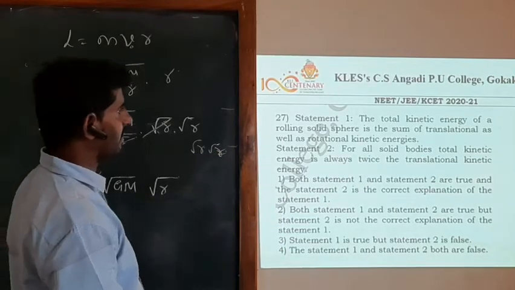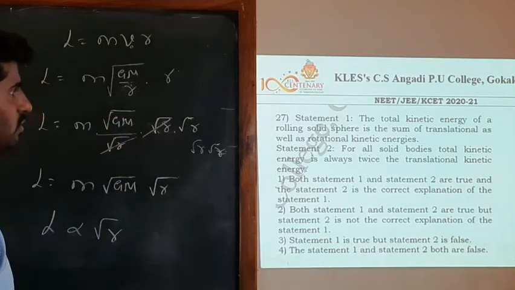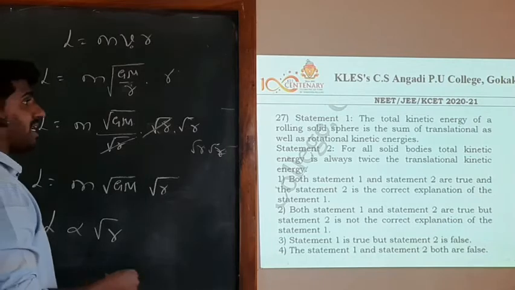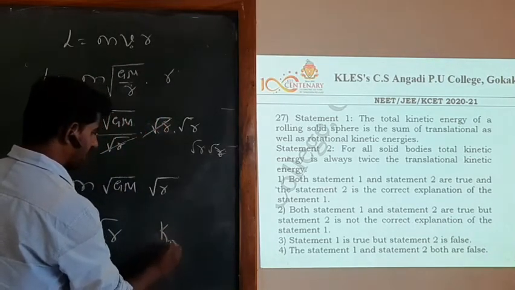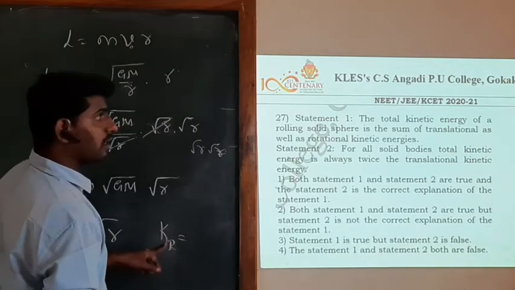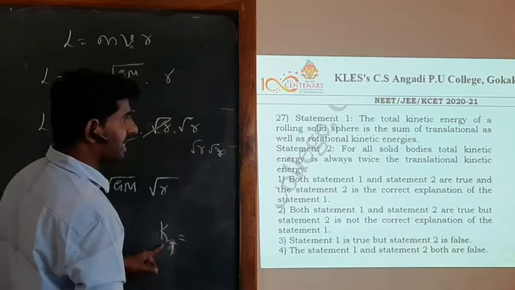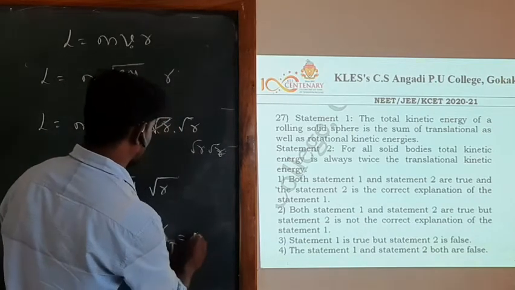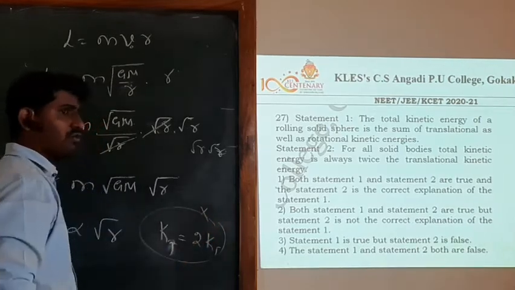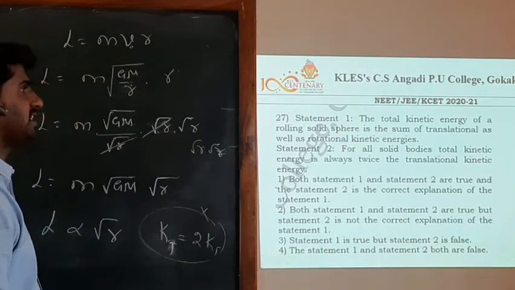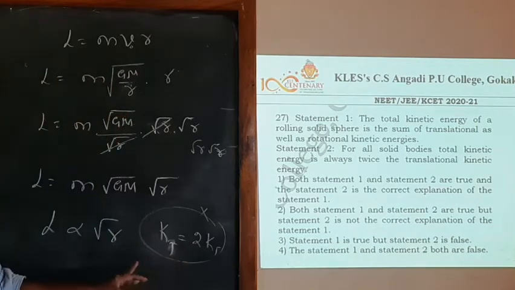Okay, and the second statement. First one is true. Second one, for all the bodies, the total kinetic energy is always twice the translational kinetic energy. So they are saying for all the bodies, total kinetic energy is always equal to 2 times the translational kinetic energy. So it doesn't hold good for all the cases. It is possible only for the hollow cylinder.